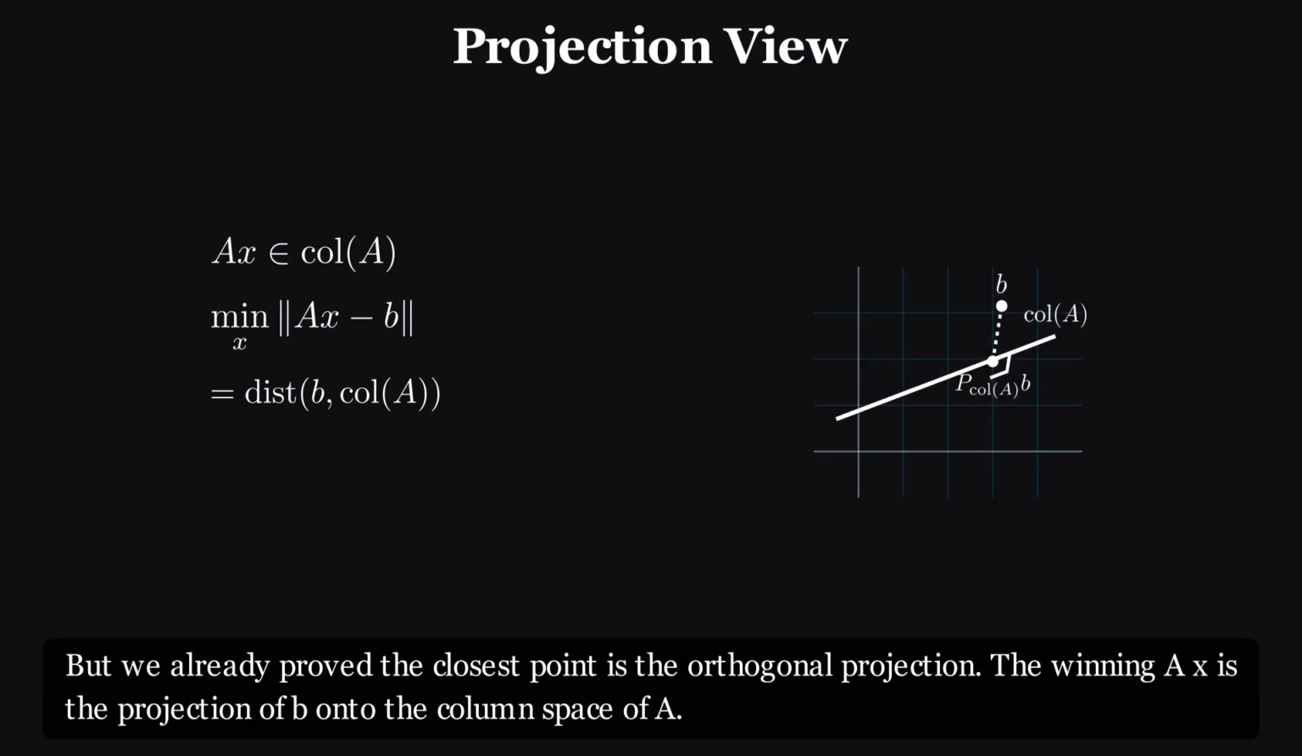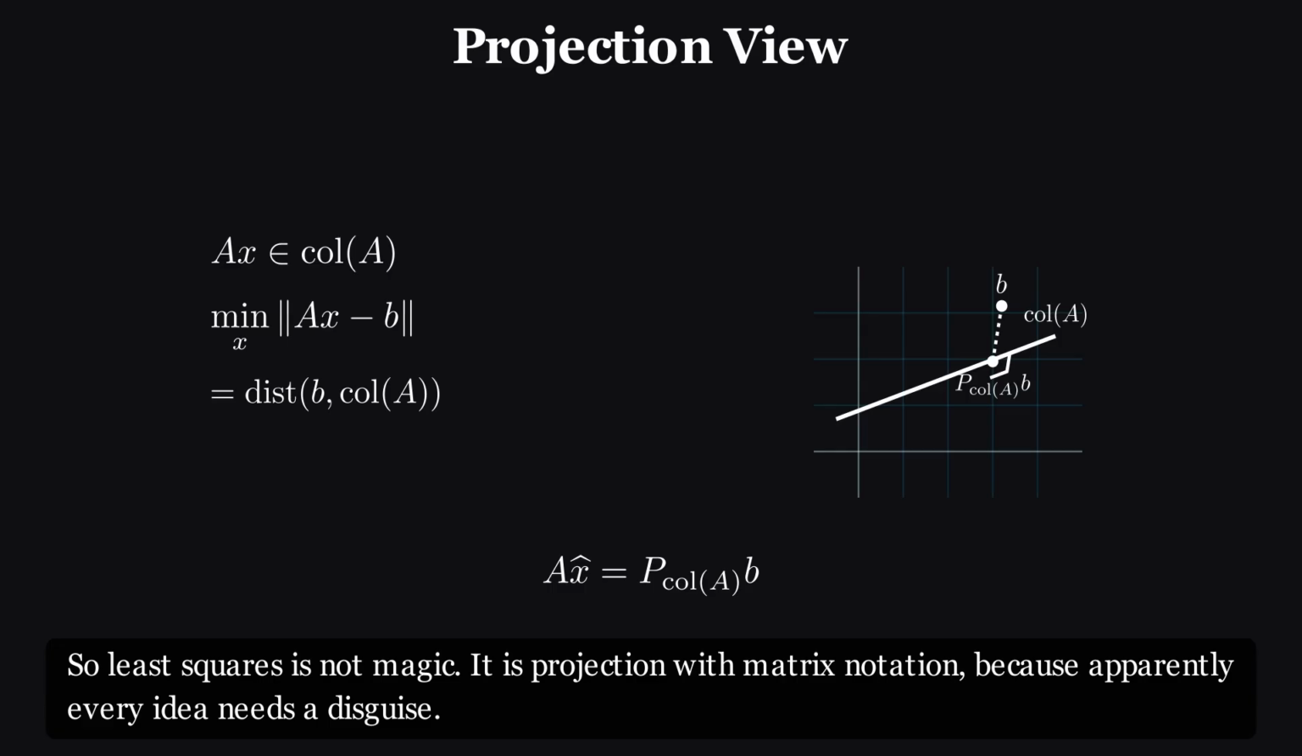The key geometric idea is simple. Every vector of the form matrix A times x lives inside the column space of matrix A. So we are looking for the point in that column space closest to B. But we already proved the closest point is the orthogonal projection. The winning matrix A times x is the projection of B onto the column space of matrix A. So least squares is not magic. It is projection with matrix notation. Because apparently every idea needs a disguise.